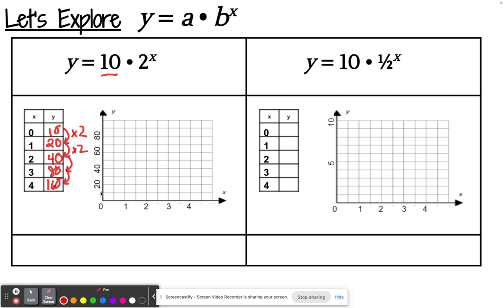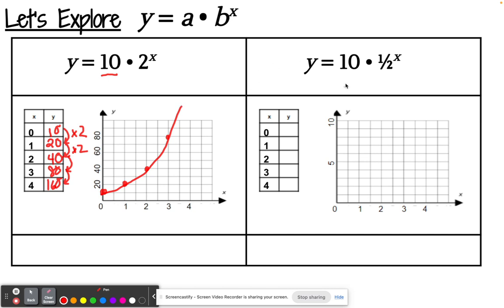If I were to graph this, my y-intercept is right here at 10. So when x is 0, y is 10. Go over 1. I'm going to go up to 20 for my next point. Over 2, up to 40. Over 3 to 80, which I think is here. And my 160 is going to be way up here off the graph. And you'll notice that it's a curve and it goes up quite rapidly.